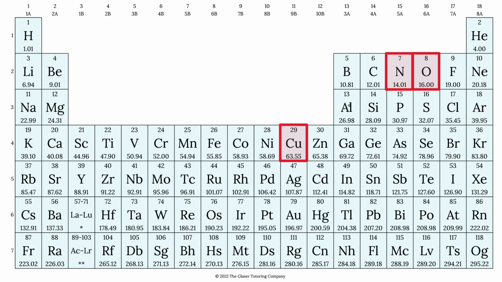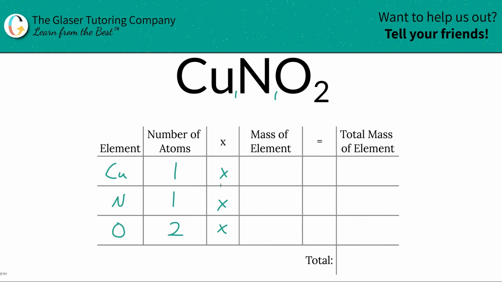Almost forgot what I was doing. So let's write them down, right? So copper here is going to be 63.55. Nitrogen was about 14.01, and oxygen is 16. If you use 14 here, nobody's gonna care. It's not a problem.